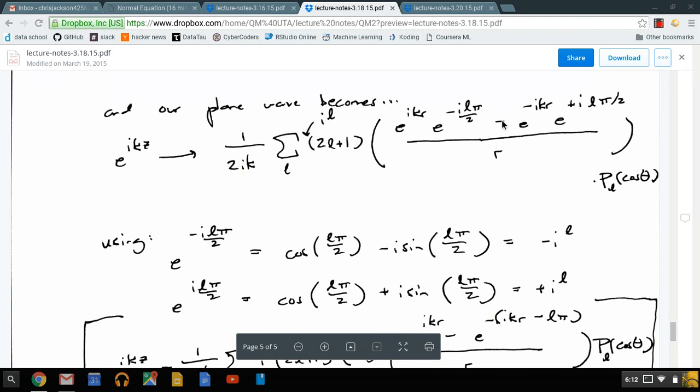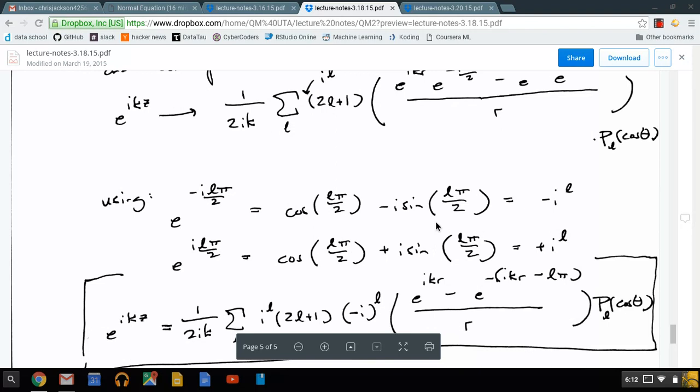It's a mess, right? But we can simplify it, and the reason I wrote these exponentials separately is that we can rewrite these guys in terms of cosines and sines, right? So I can write e to the minus ilπ/2 like this. And then when you think about it, l has to take on integer values, so this cosine is always going to be 0. And then depending on whether it's even or odd, this sine function is going to give me either plus or minus 1.